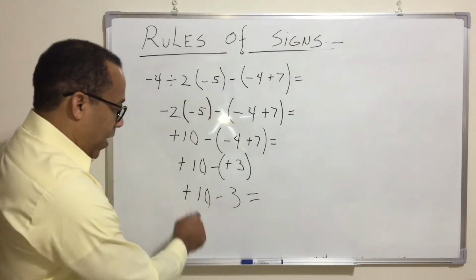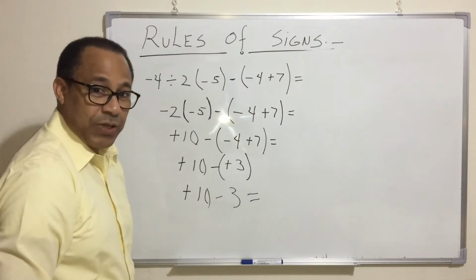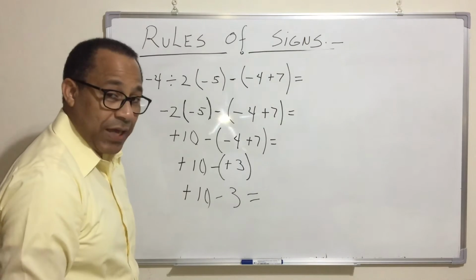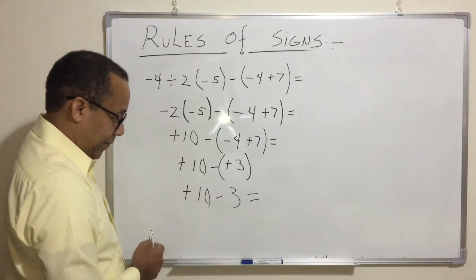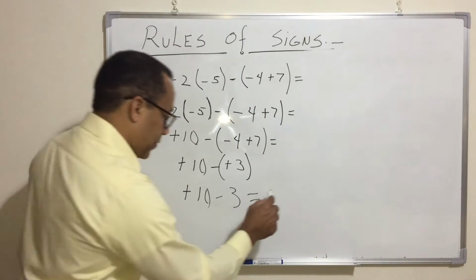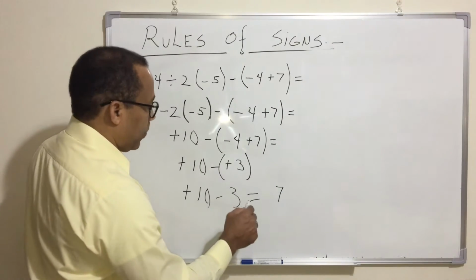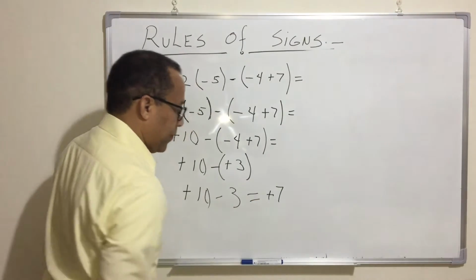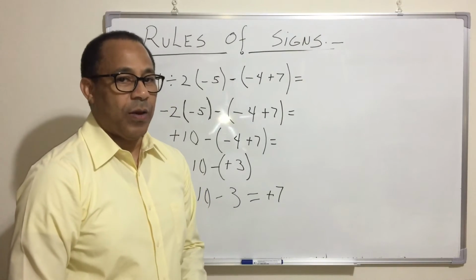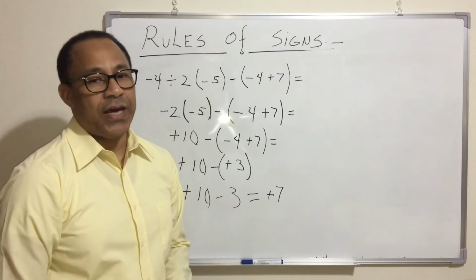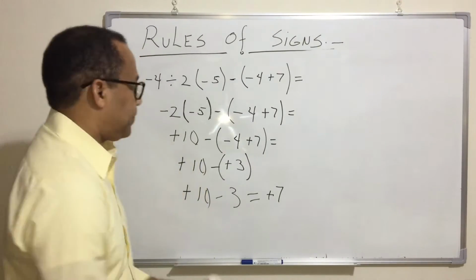Copy. Now, I have no more multiplications here. This is adding and subtracting. The rule says, when the signs are different, and they are, we subtract the numbers, which is 7, and we copy the sign of the greatest of the numbers, which is positive 7. And this is the way we solve operations involving rules of signs in addition, subtraction, multiplication, and division. Let's see another one.